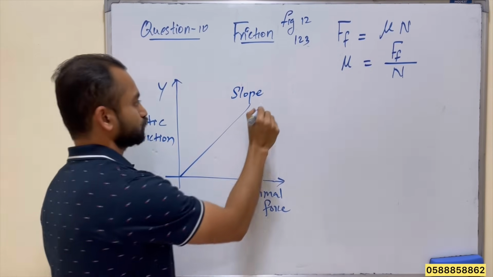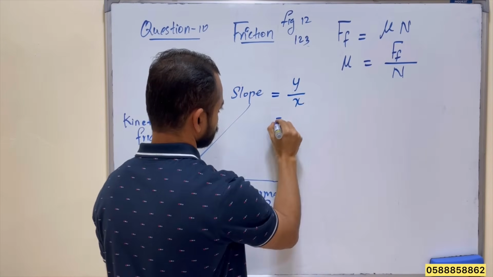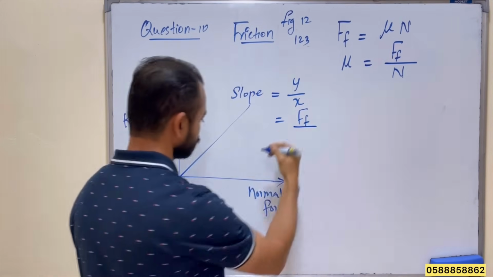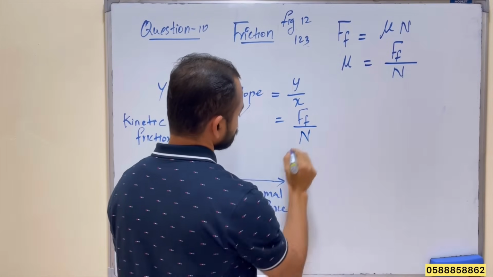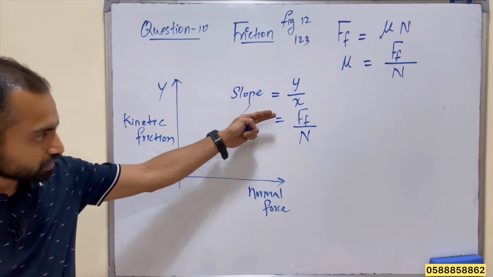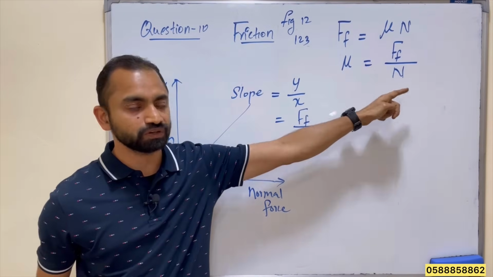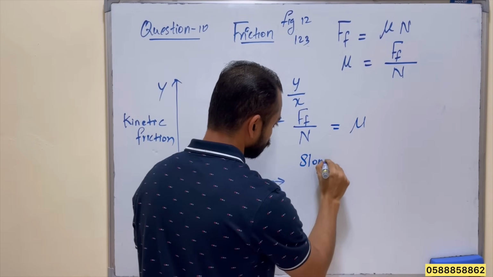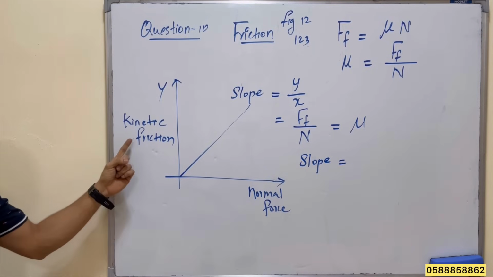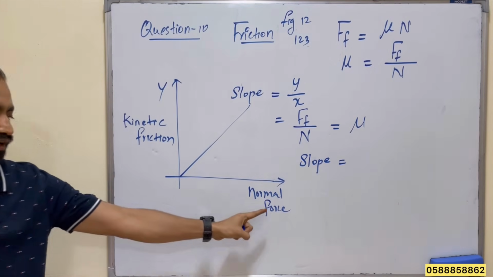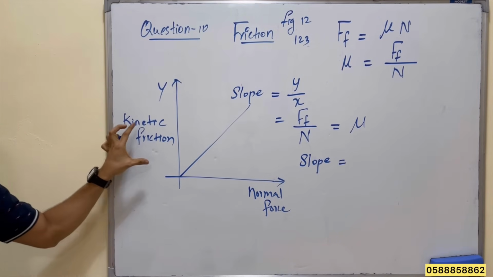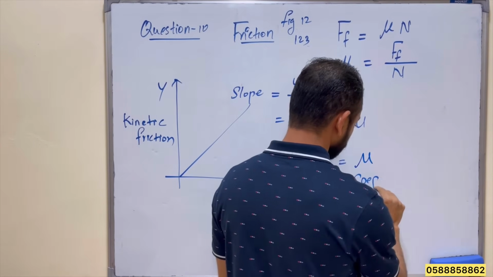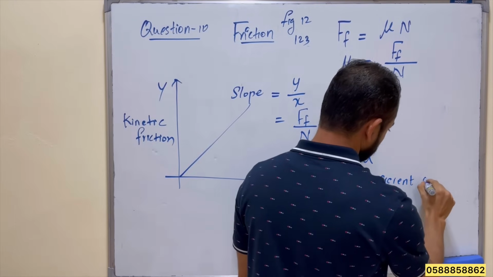what is slope? Slope is always what is on y divided by what is on x. Who is living on y? Kinetic friction. So frictional force is living on y. Who is living on x? Normal force. F divided by N. Friction divided by normal force. What is friction divided by normal force? That is coefficient of friction. So what is the slope of kinetic friction against the normal force graph? The slope of the kinetic friction against the normal force graph is equal to mu. What is mu? It is coefficient of friction.